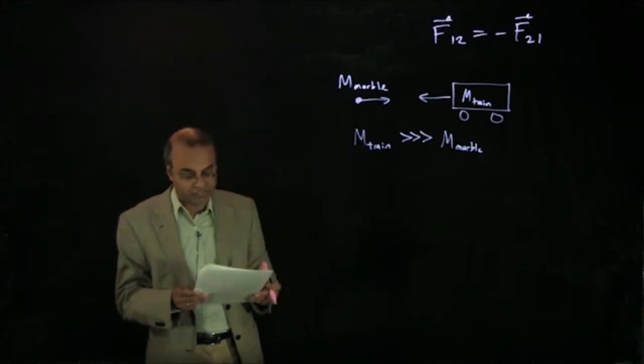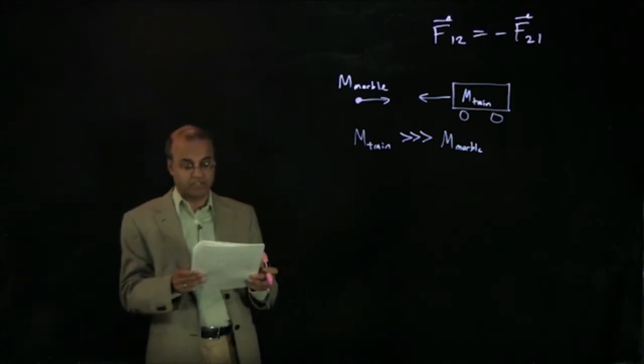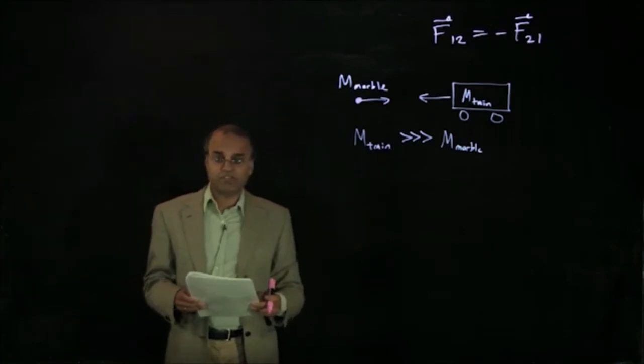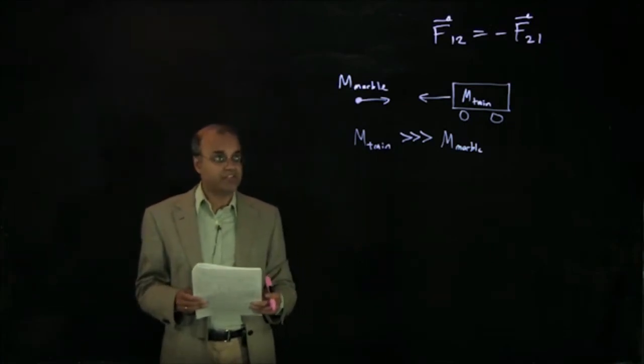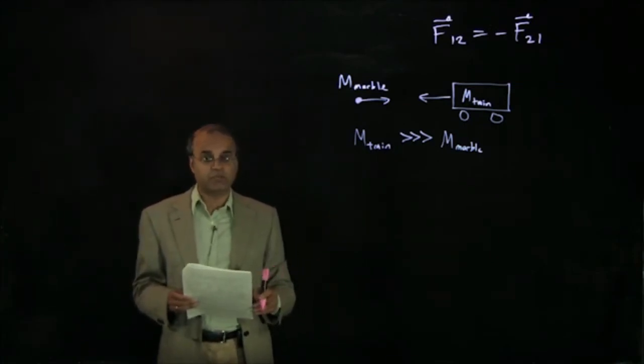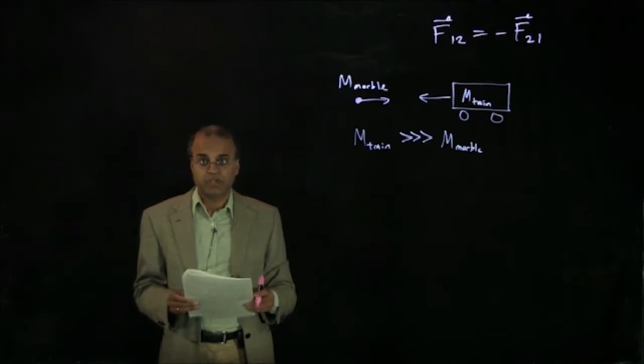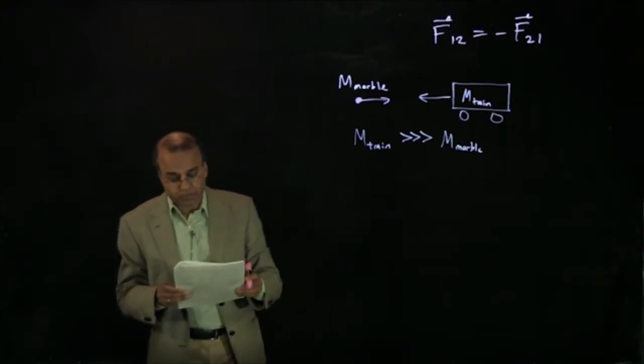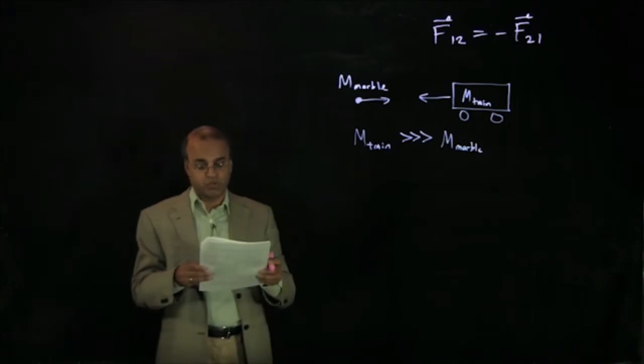Now, I chose a very extreme example to capture your attention, but that might seem like a surprising result. But Newton's third law tells us that the forces on each object are going to be equal and opposite. But just because the forces are equal doesn't mean that the motion will be equal.